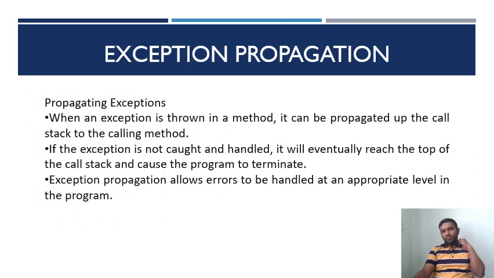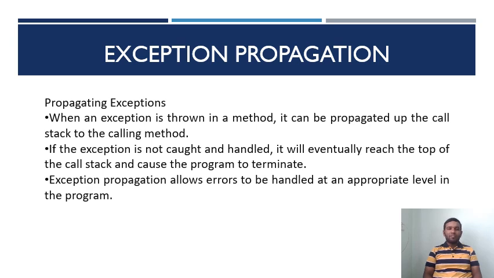Exception propagation. Propagating exceptions, how it has to be done. When an exception is thrown in a method, it can be propagated up the call stack to the calling method. If the exception is not caught and handled, it will eventually reach the top of the call stack and cause the program to terminate. So exception propagation allows errors to be handled at an appropriate level in the program. This is about exception propagation.